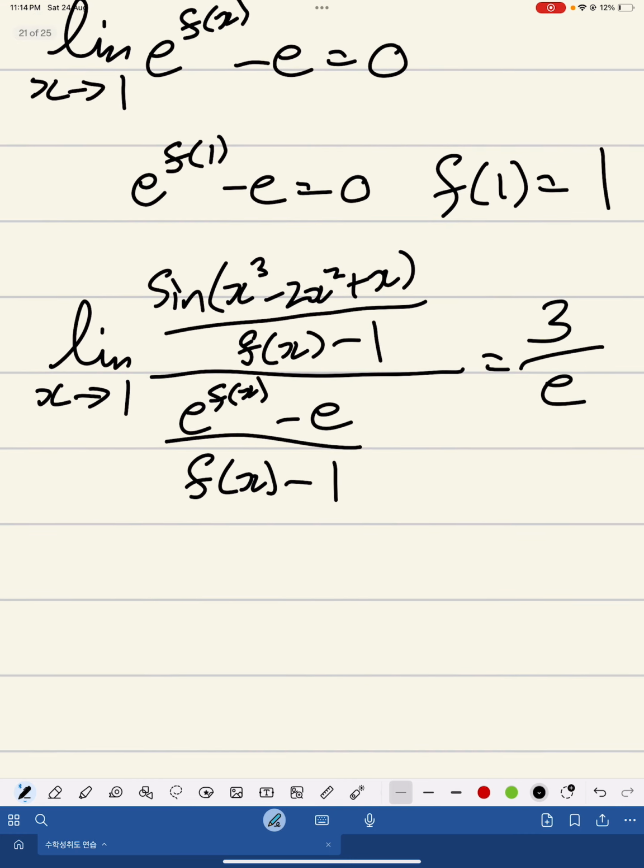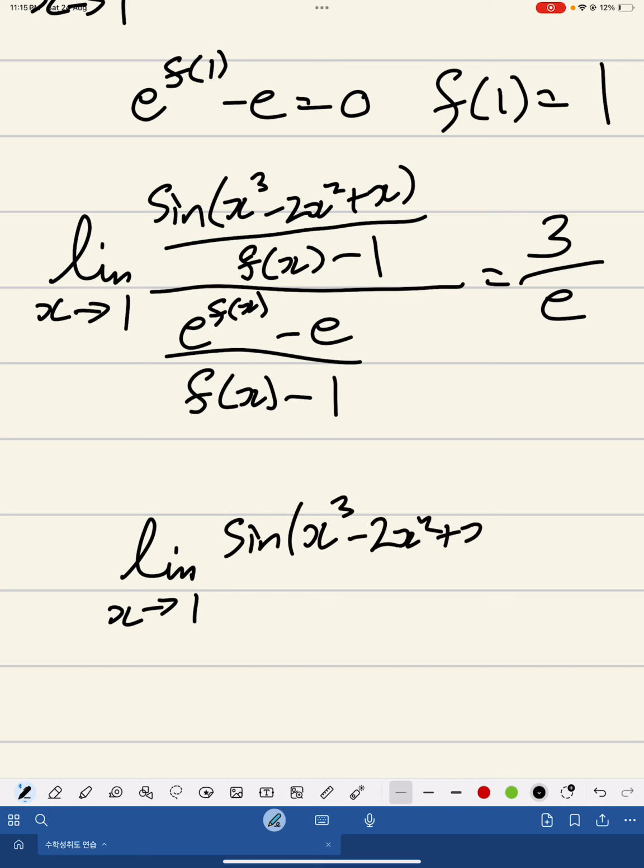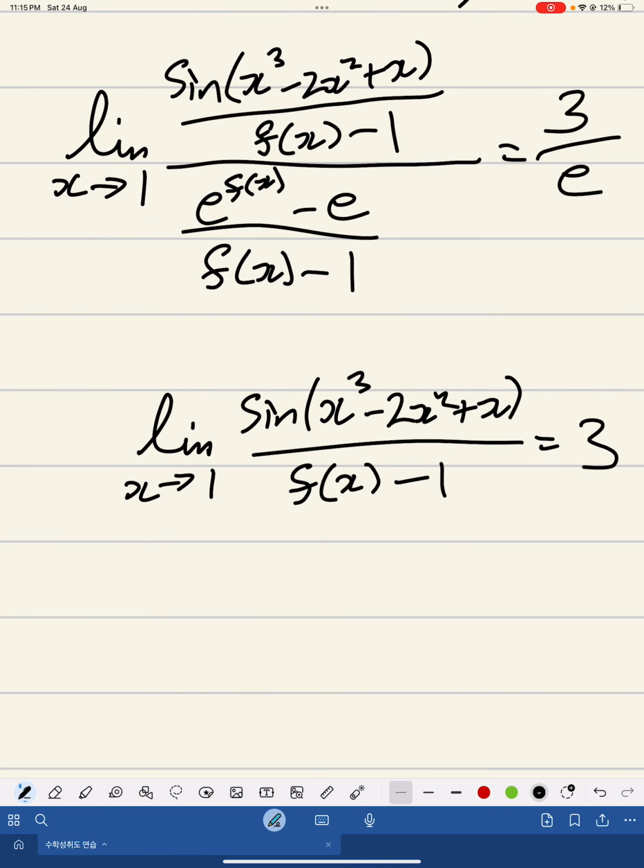Therefore, by our rules for limits, we know that the limit of the big numerator must equal 3, and the limit as x approaches 1 of the big denominator must equal e. It doesn't really matter which one we use, but because we have a polynomial inside a trigonometric function in the numerator, I think using that will be more helpful. So if we only look at the big numerator, we can deduce that the limit as x approaches 1 of sine of (x cubed minus 2x squared plus x) all over some cubic function f(x) minus 1 equals, not e, but 3. The limit of a numerator equals the numerator, the limit of a denominator equals the denominator.